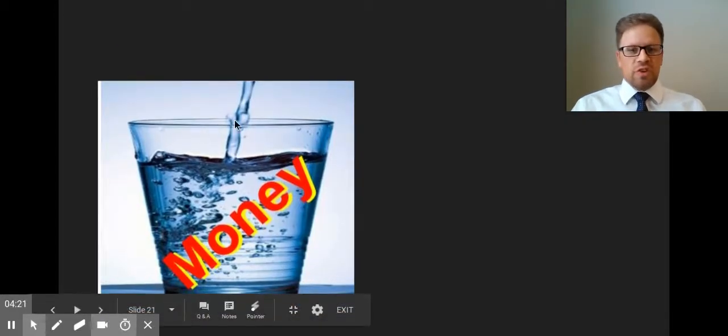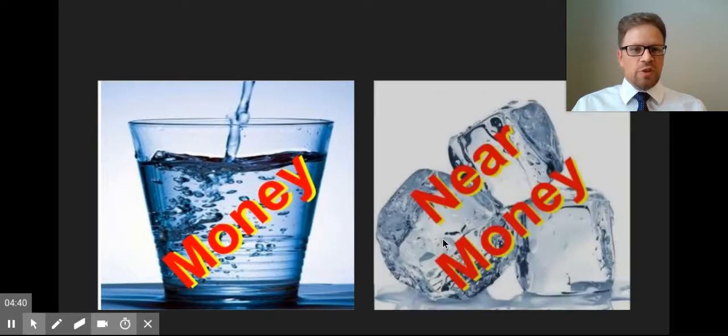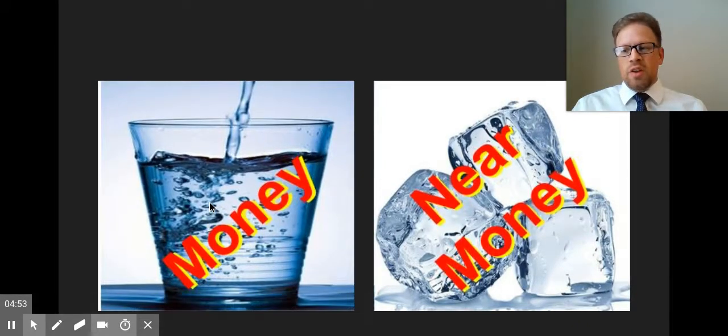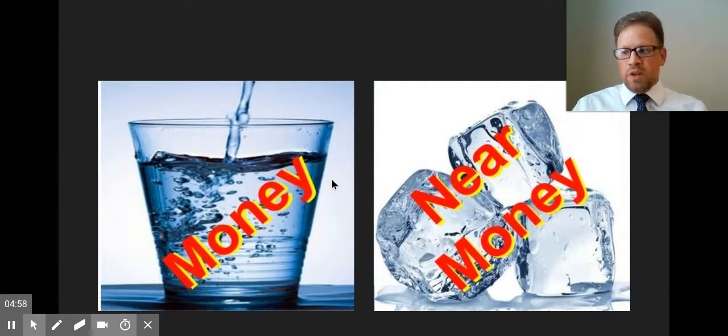In a sense, you consider just money to be like a glass of water, something liquid. Funds like a savings account, for instance, are easily converted into cash but not counted in the M1 money supply because they cannot be used directly to purchase goods and services, so they are considered near money. An ice cube can be turned into water very easily, but there is a little bit of a process to turn your ice cubes into water. So it's not exactly water, but it's real close. That's why it's considered near money.